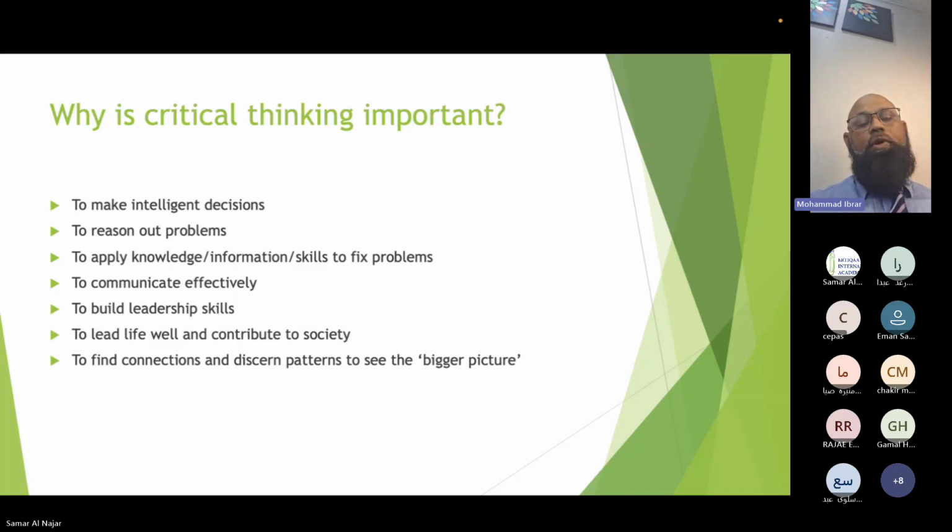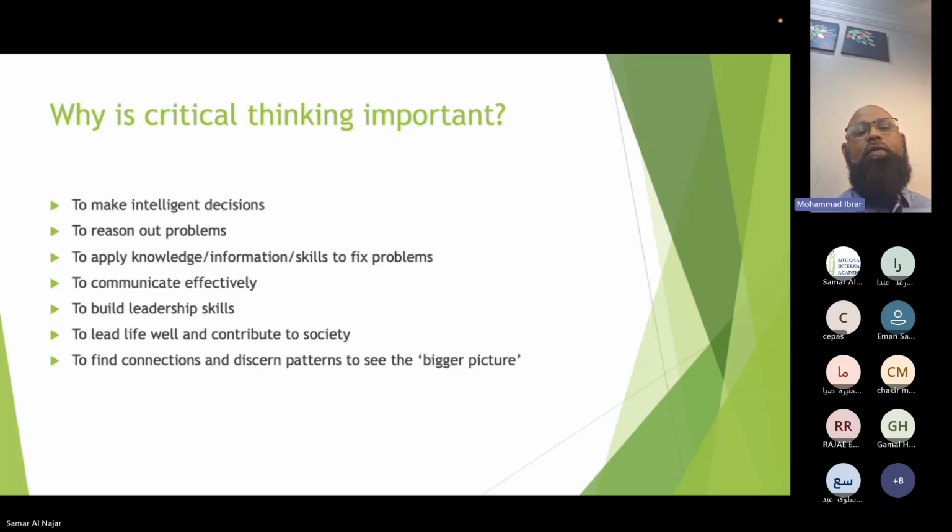To build leadership skills: if someone can think out of the box, that means you have leadership quality because you can think differently from others. And to lead life well and contribute to society. If you educate yourself well and you develop critical thinking, you think differently from others, you get a good job, you lead a better life, and then you contribute to the overall development of society as well.